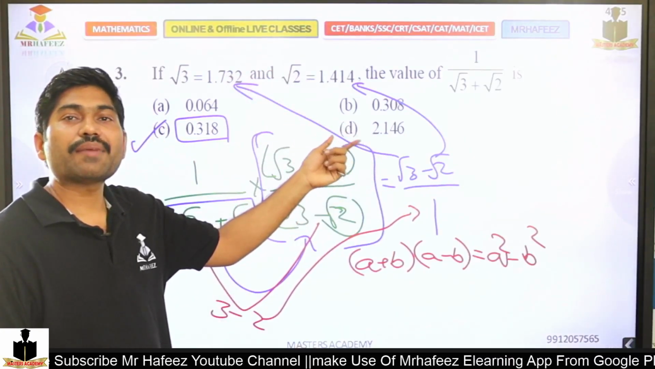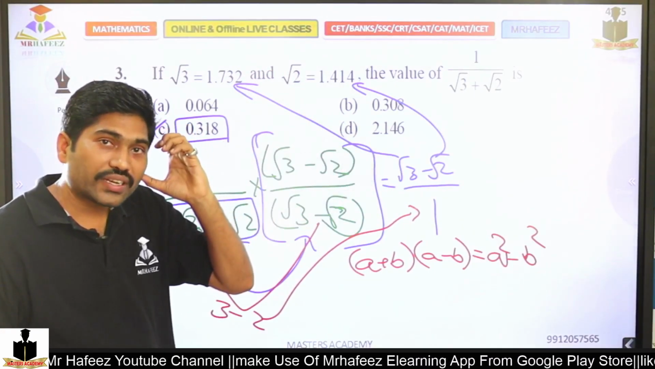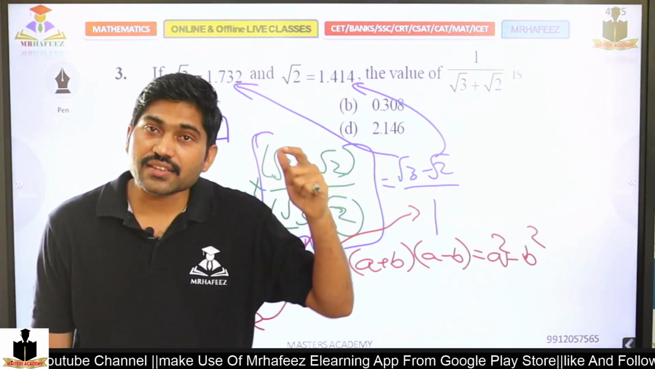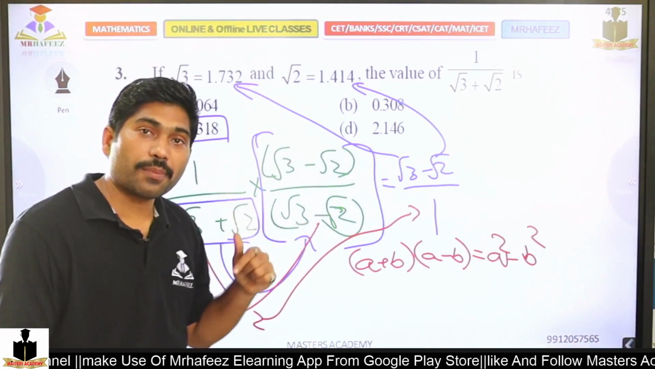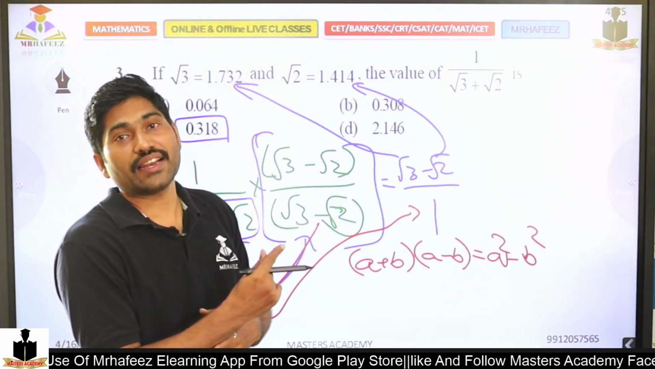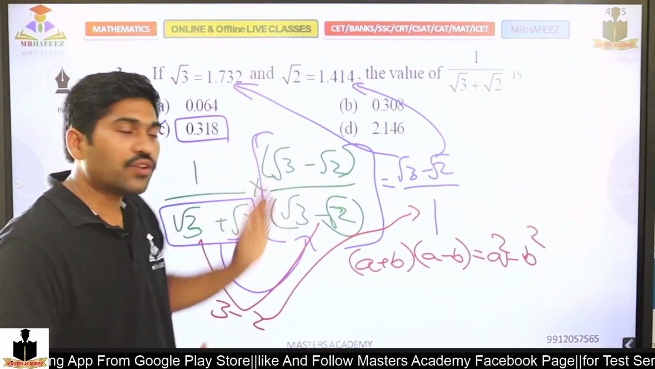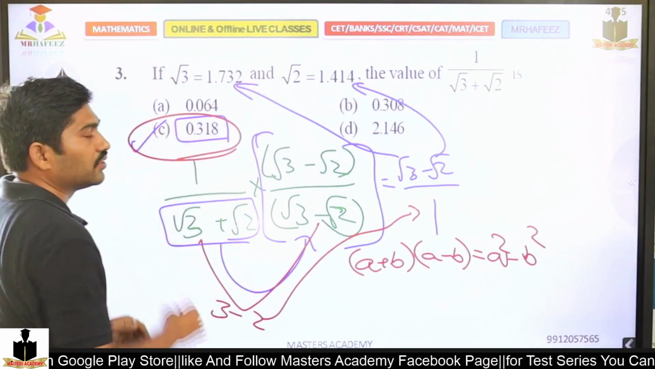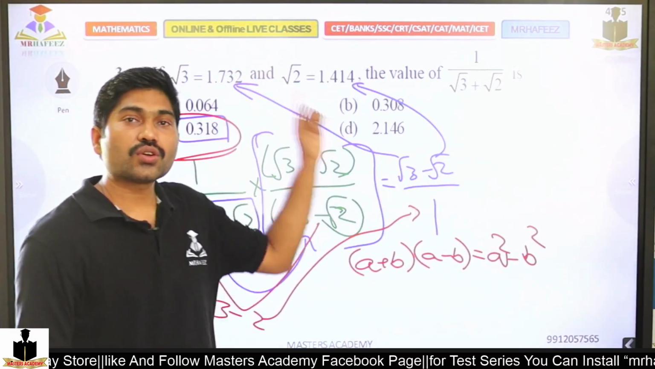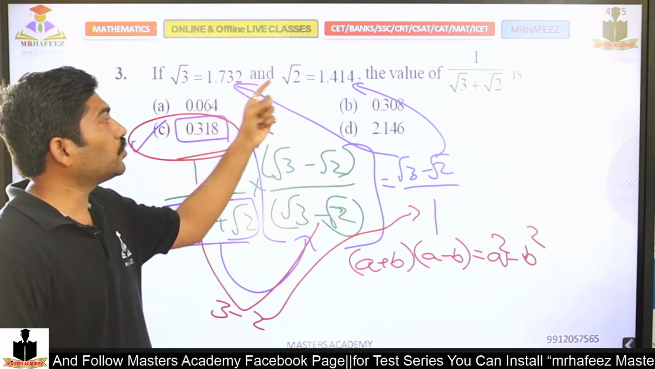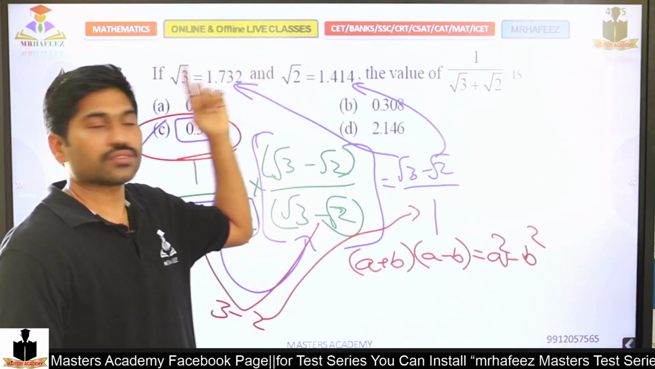And root 3 minus root 2. So now it is very easy for me. If the value is to be calculated in the denominator, then it is very hard for me to calculate the answer. If it is in the numerator, root 3 minus root 2 value I can get. So the answer is 0.318. So 1.732 minus 1.414. So answer over.